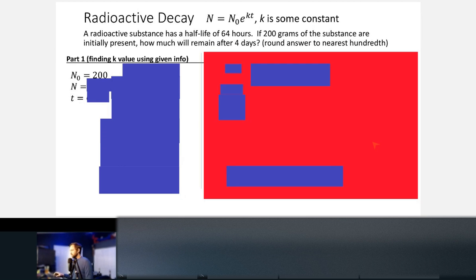Yeah, I think that sounds right because it does say that it has a half-life of 64 hours. Remember, half-life is a time unit. So all this is saying is that it has a half-life of 64 hours. This means that it takes 64 hours to get to half the amount. So if we start at 200, half the amount is 100.